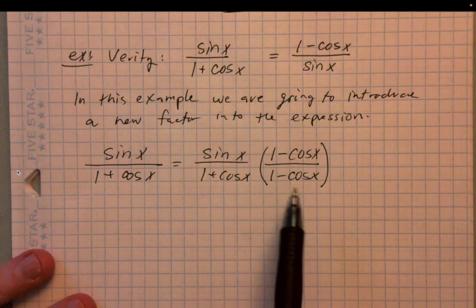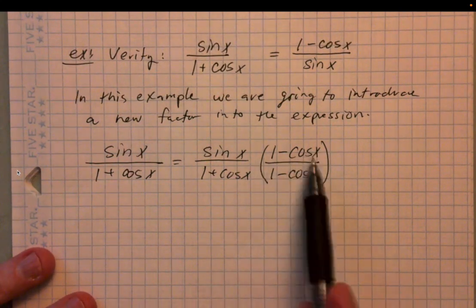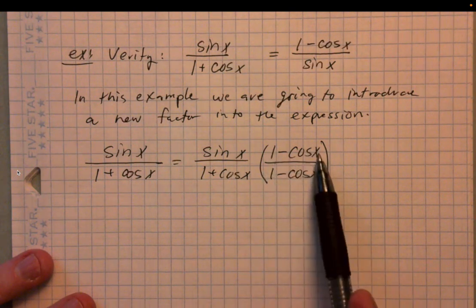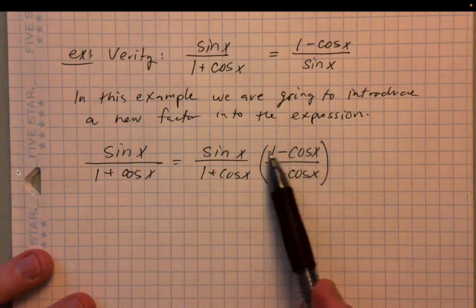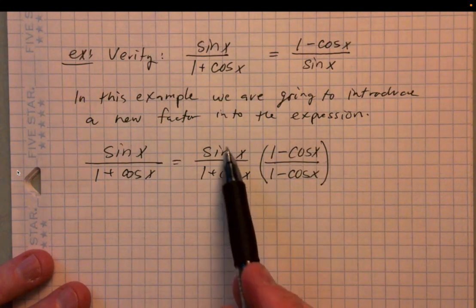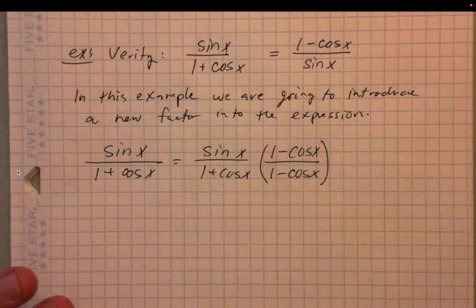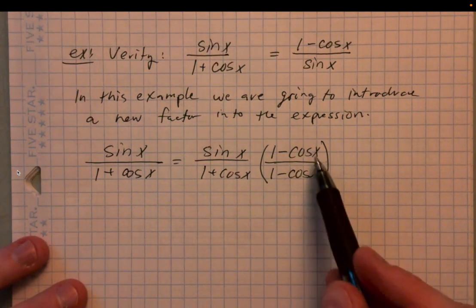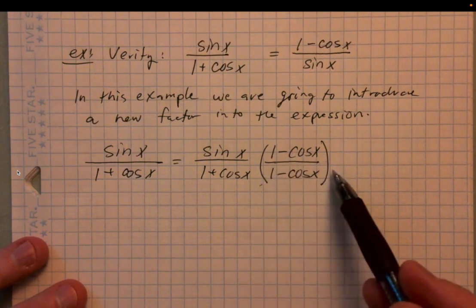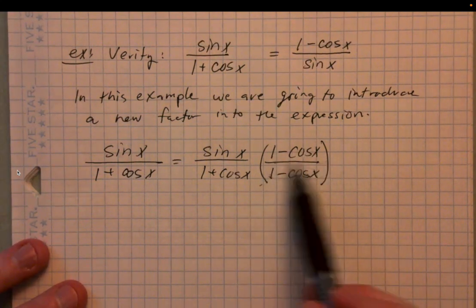Right, it's very important to notice why I can do this. Well, this is just algebra, right? When you have something divided by itself, it's 1. So this is the same thing as multiplying by 1, which doesn't change the value of the expression. But here we're strategically choosing to write 1 as 1 minus cos x over 1 minus cos x because we need this.